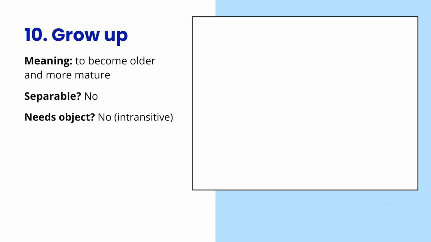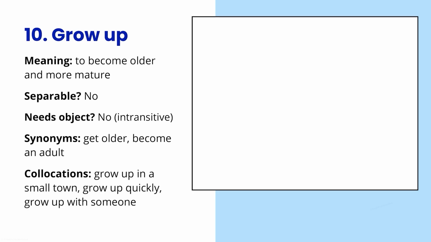It is intransitive. Synonyms: get older, become an adult. Collocations: grow up in a small town. So that means you probably start as a child in the town and then you become older and more mature in that small town. Grow up quickly and grow up with someone.